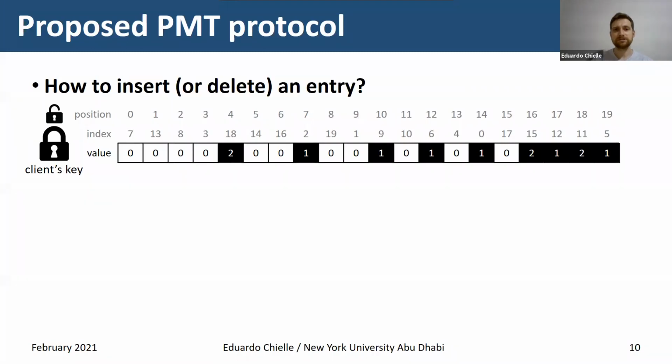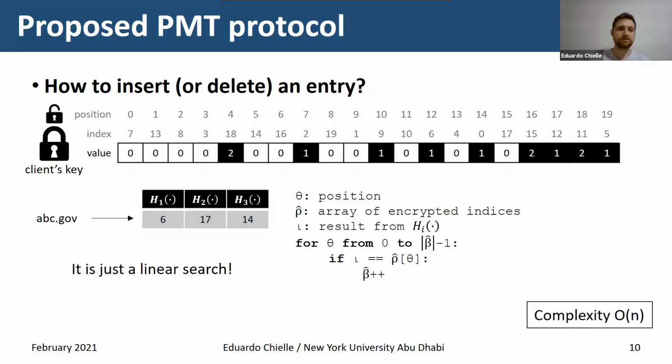Now, how do we insert or delete an entry in this encrypted Bloom filter? So to demonstrate how this is done, we have here an example where the server wants to insert this entry ABC into the Bloom filter. For that, the server will hash it through the set of hash functions and get a list of integers. And these integers represent the indices that we have to increment. However, the server doesn't know where these indices are.